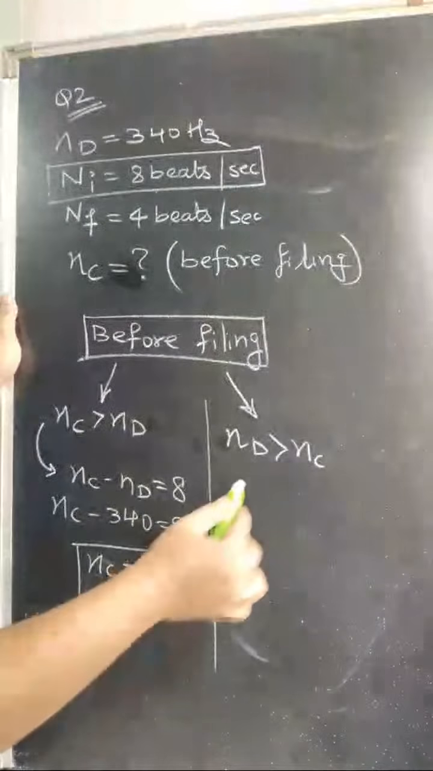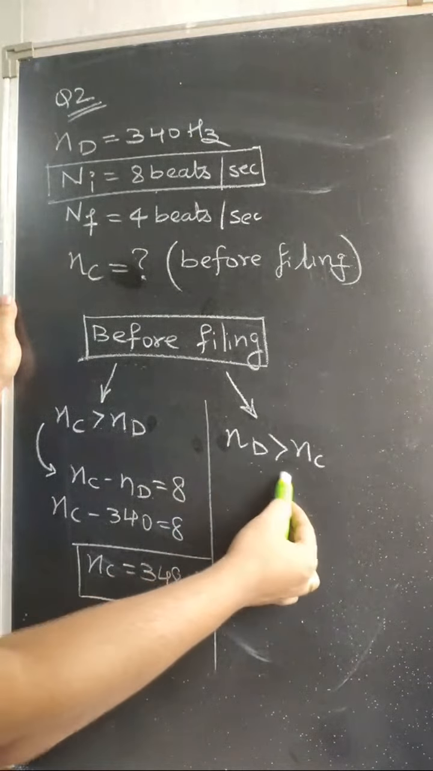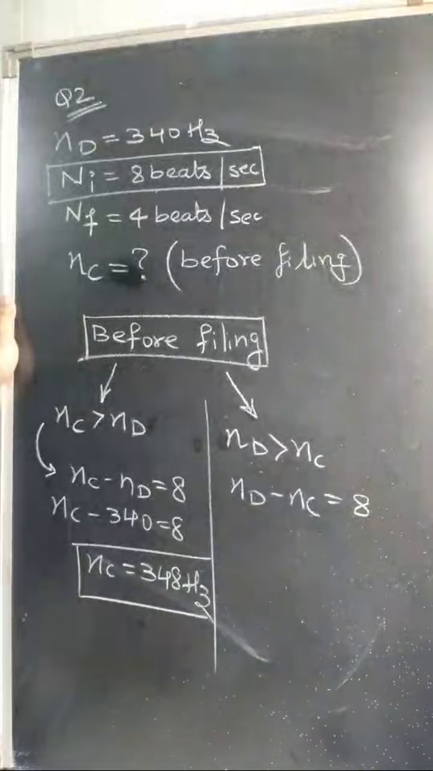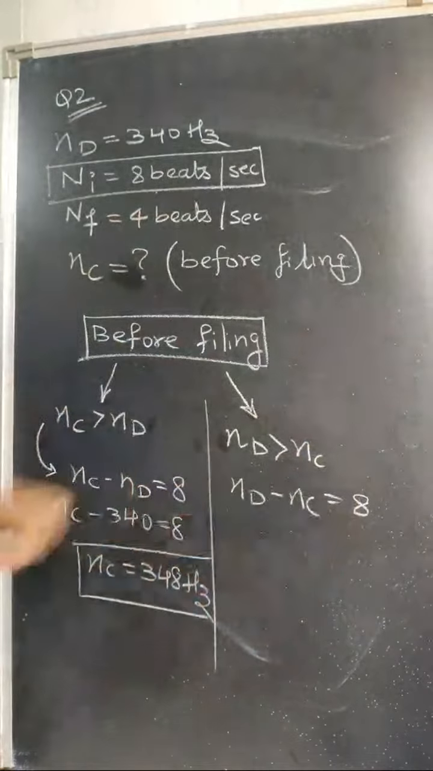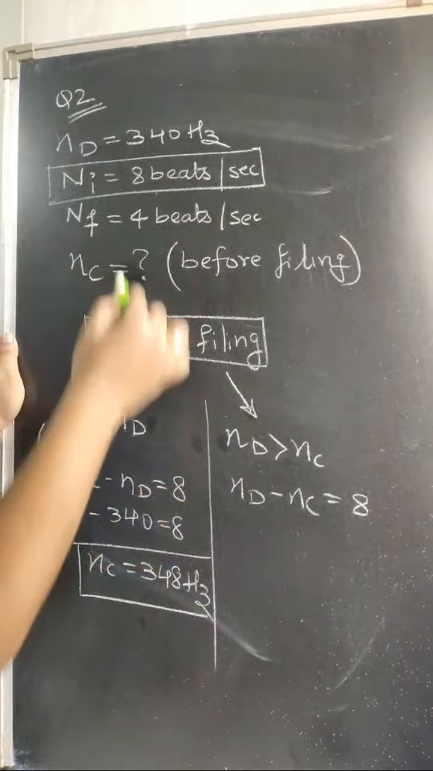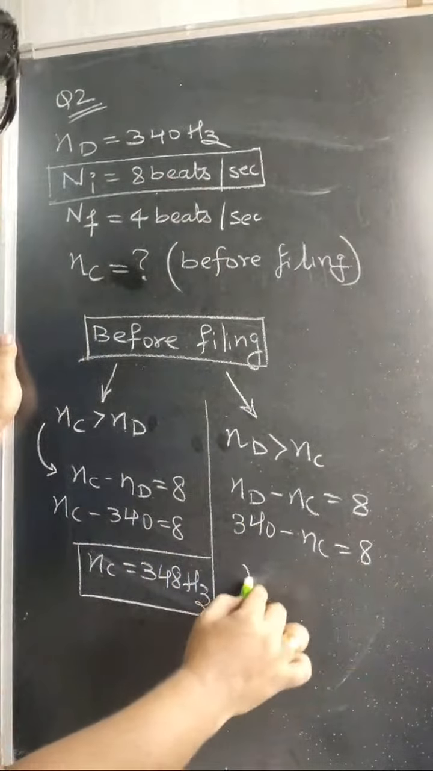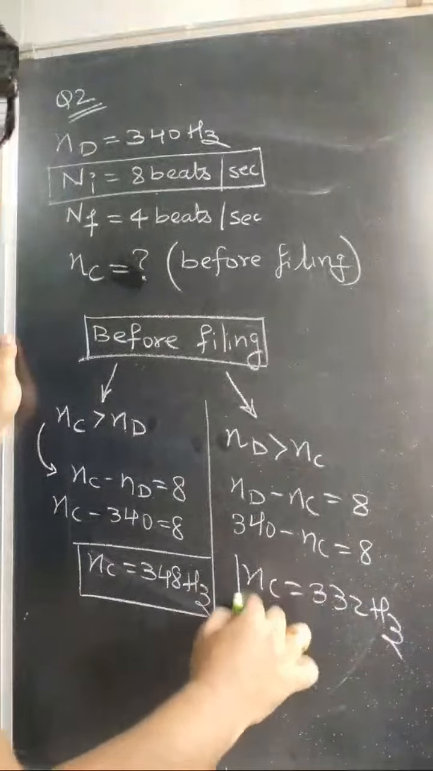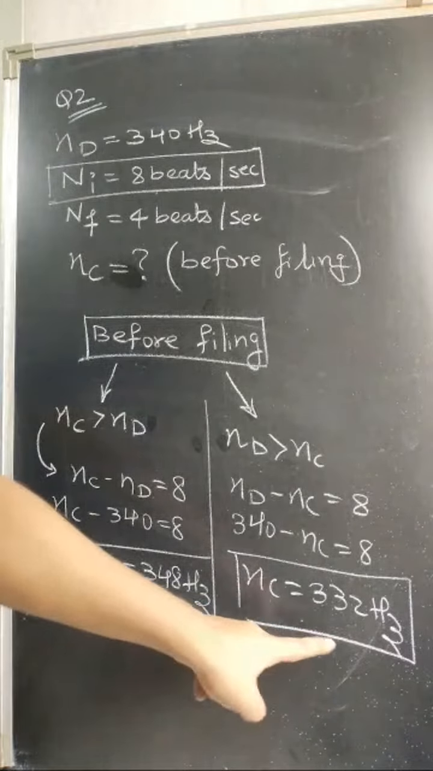And here, if ND is greater than NC, then we will write ND minus NC is 8, because the initial number of beats is 8. ND value is 340, minus NC is 8, and you get NC as 332 Hertz. We get the value as 332 Hertz.